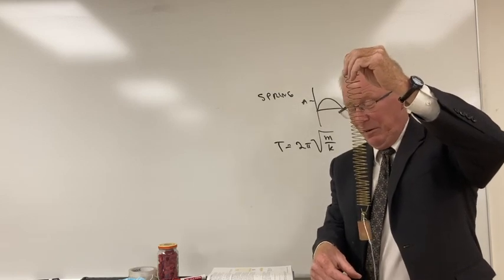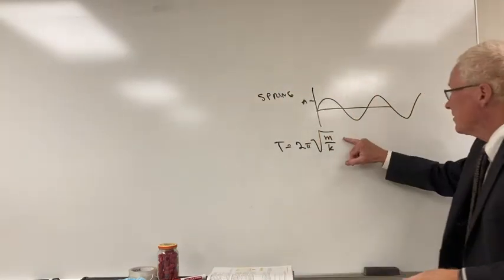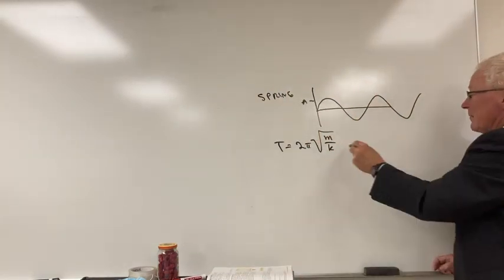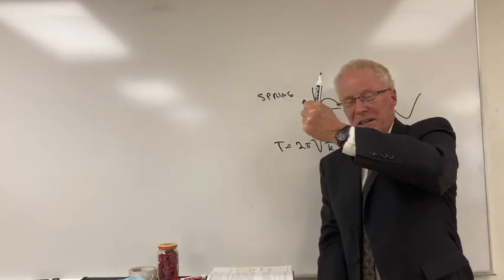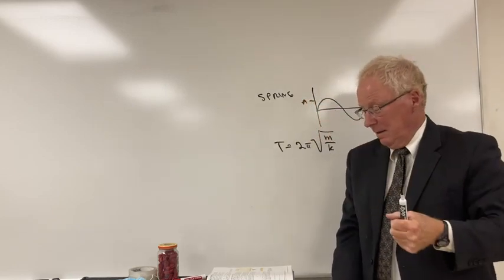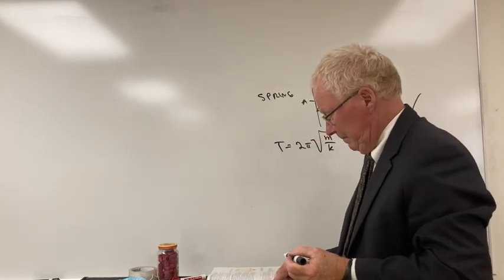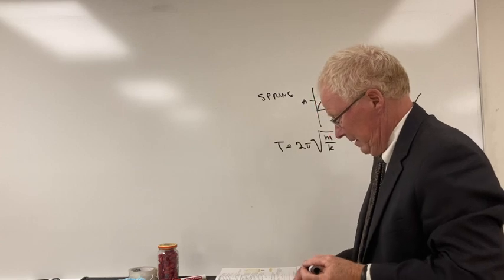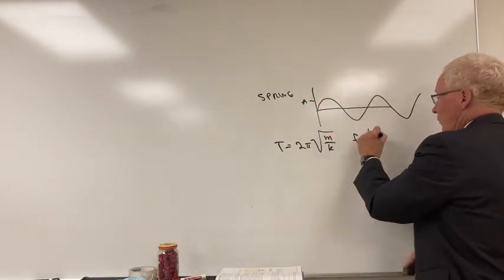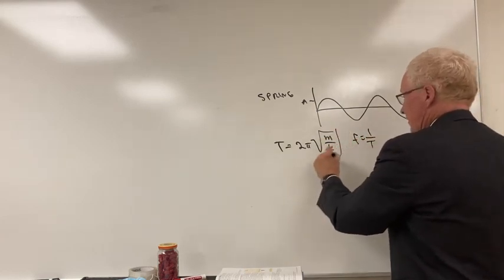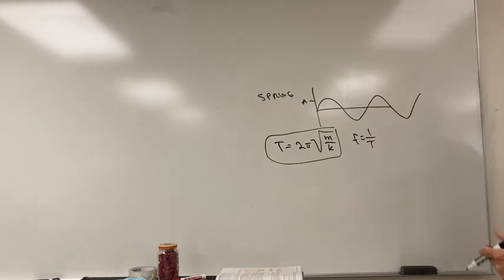The period depends only on the mass that's hanging and the spring constant. It doesn't depend on how far I extend it down. And again, the frequency is 1 over the period. So this is the expression for the period for a spring.